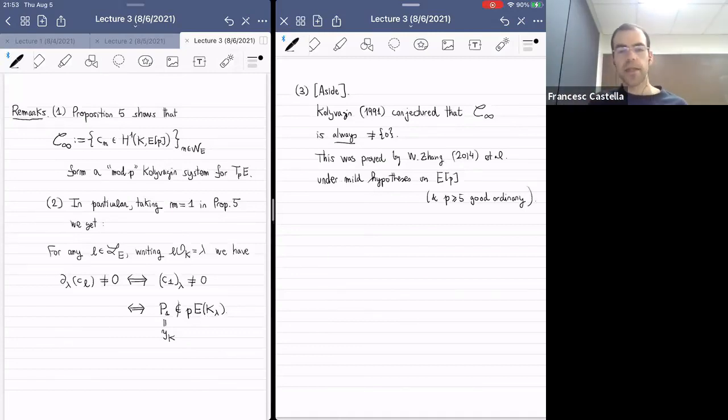So this system that Kolyvagin introduced in order to prove his results on BSD for curves of rank 1 actually has a bearing on the arithmetic of elliptic curves, regardless of the rank. So one can show that this system is non-trivial, or at least it's expected to be non-trivial in all cases. So I think that's pretty much it.